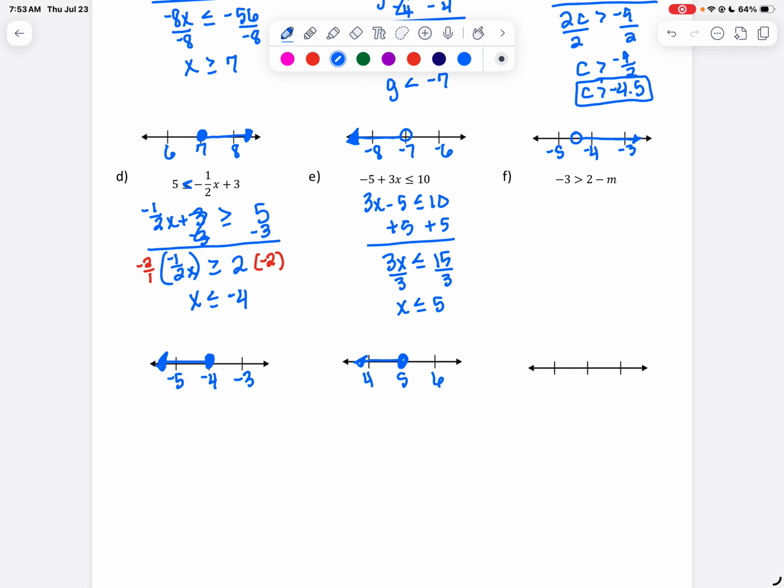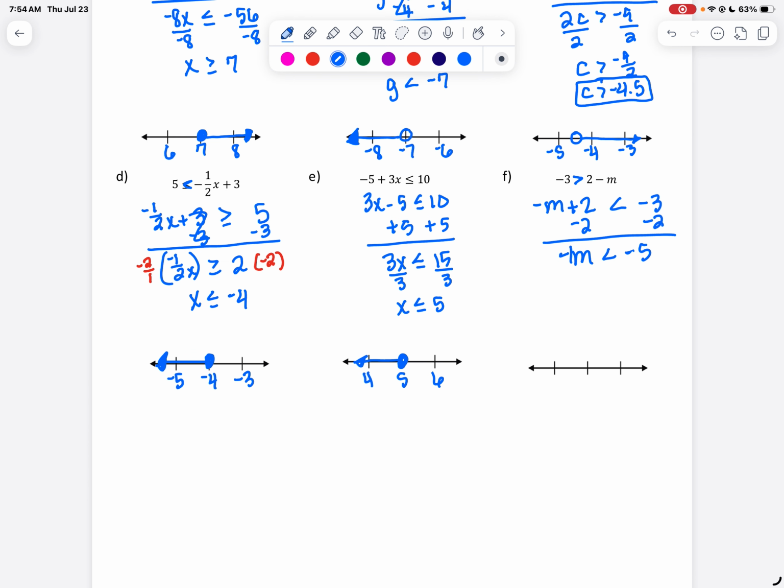For problem F, I rewrote this where the variable was on the left, so negative m plus 2. The negative 3 was on the right. Now, I noticed that my symbol was opening up towards the negative 3, so I had to make sure it was still opening up towards the negative 3 when I rewrote it. Then I subtracted 2. So negative m is less than negative 5.